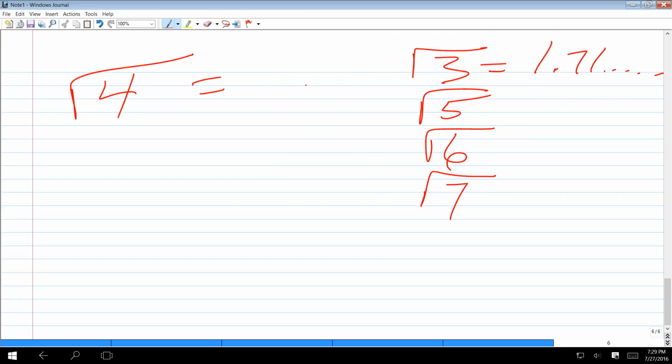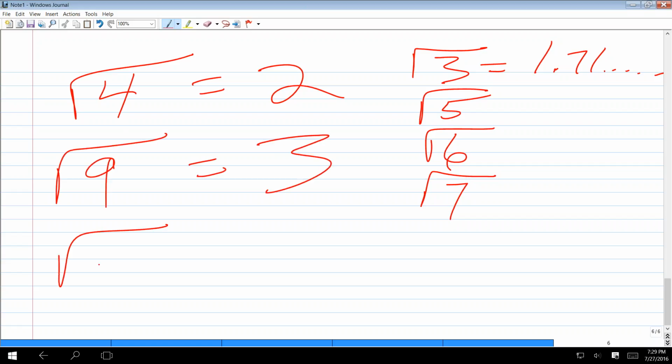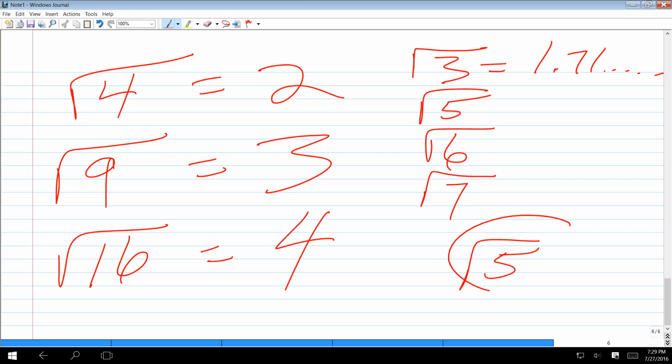What's the square root of 4? 2. That's rational. What's the square root of 9? 3. What's the square root of 16? 4. These are all rational. But the moment I say square root of 5, that's irrational. In other words, if it does not come out to a perfect square, it's irrational. So that's the difference.